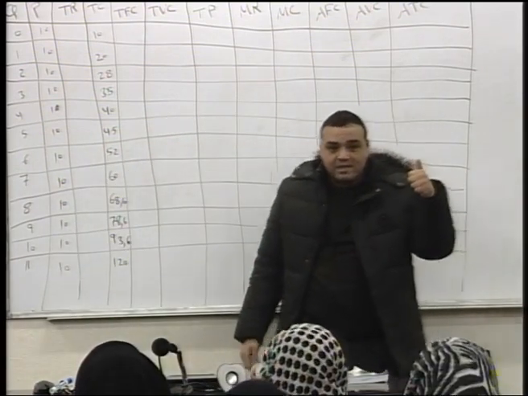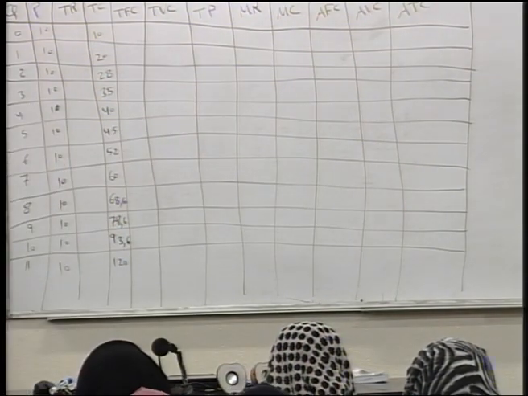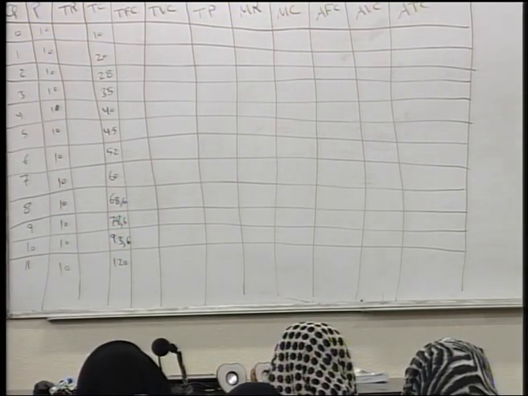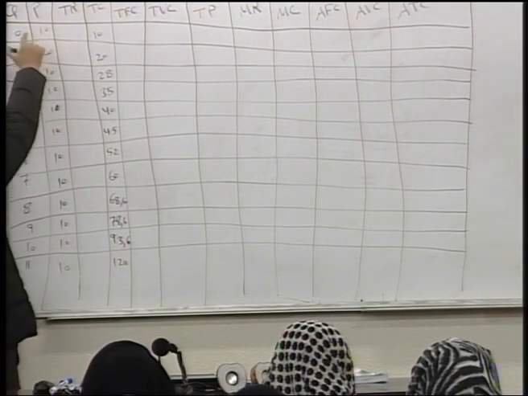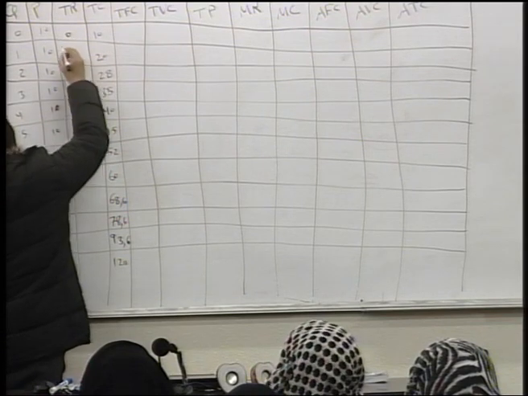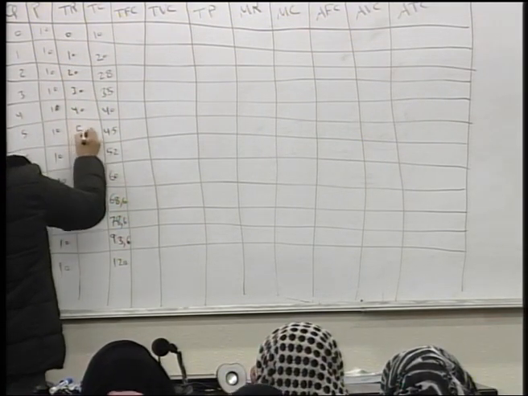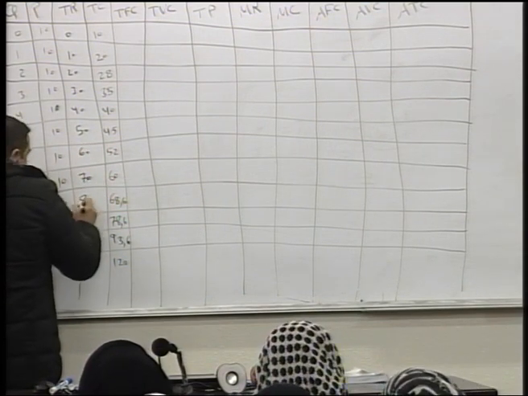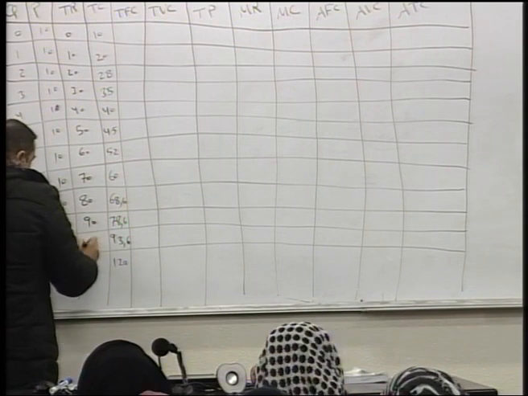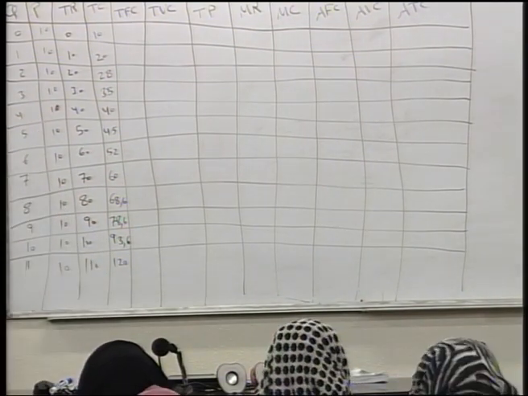Number one, complete the table. To complete the table here, we have to calculate the total revenue. TR is total revenue, price times the quantity: 0, 10, 20, 30, 40, 50, 60, 70, 80, 90, 100, 110. That's it.